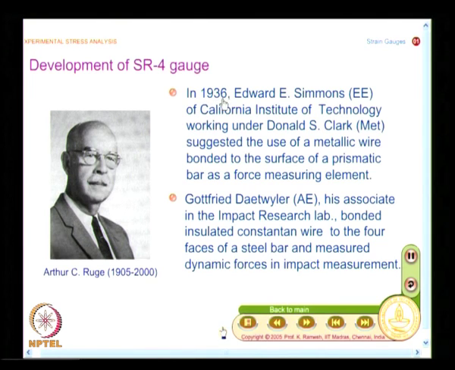1936 marked as a very important year for strain gauge development, and it was Simmons who suggested to bond a wire for measurement of stresses in an impact test. And he was an electrical engineer. He was working under Donald S. Clark, who was a material scientist, a metallurgy and material scientist, and the person who actually measured the force was an aerospace scientist.